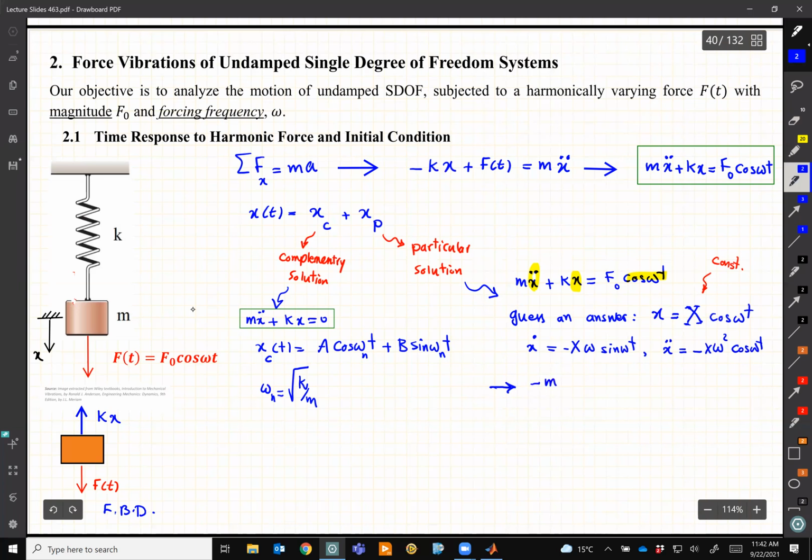I will have minus m X omega squared cosine omega t. So we are substituting them, right? And then I have minus kX cosine omega t, right? And then on the other side, I have f0 cosine omega t. So cosine omega t, I can get rid of them. And we find X, which is f0 over k minus m omega squared.